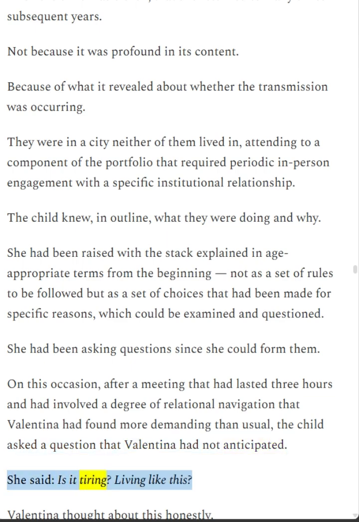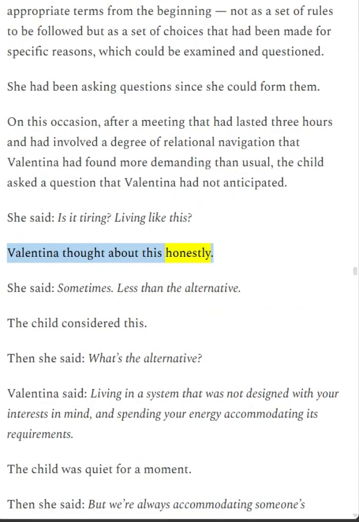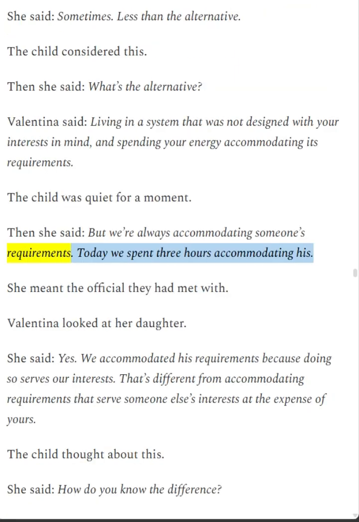She said, "Is it tiring? Living like this?" Valentina thought about this honestly. She said, "Sometimes. Less than the alternative." The child considered this. Then she said, "What's the alternative?" Valentina said, "Living in a system that was not designed with your interests in mind, and spending your energy accommodating its requirements." The child was quiet for a moment. Then she said, "But we're always accommodating someone's requirements."